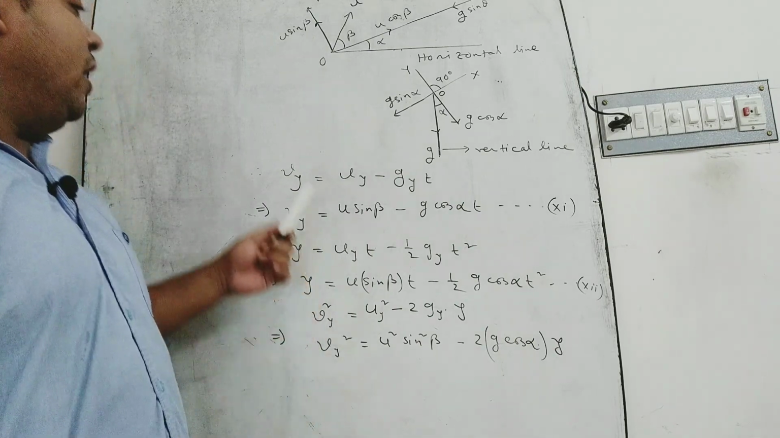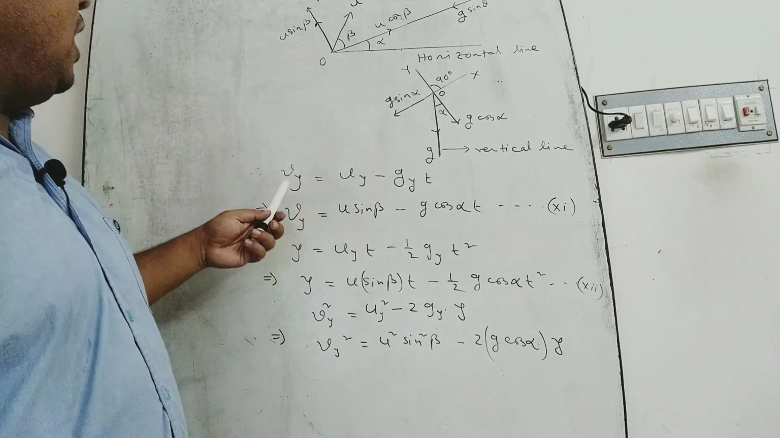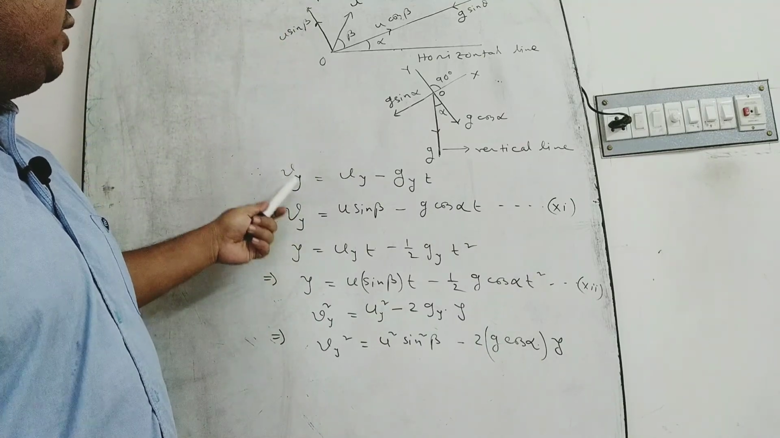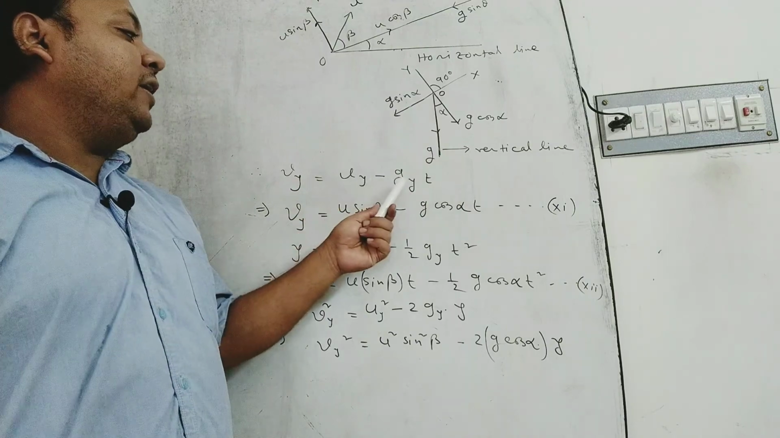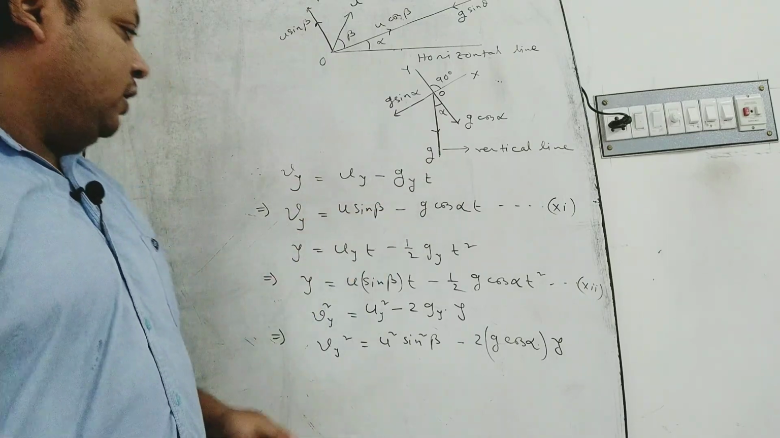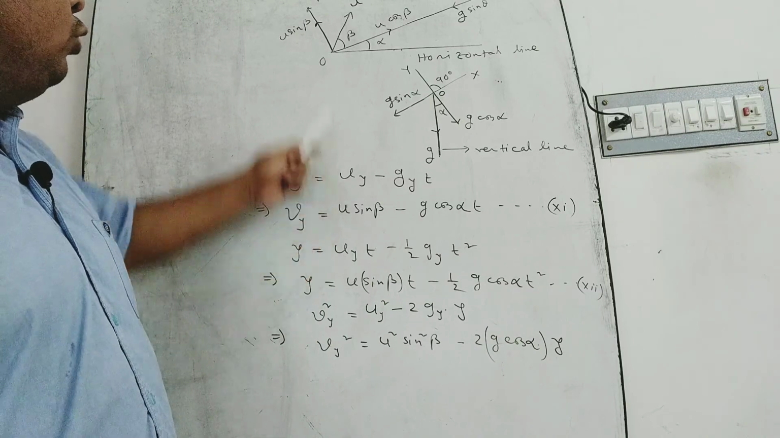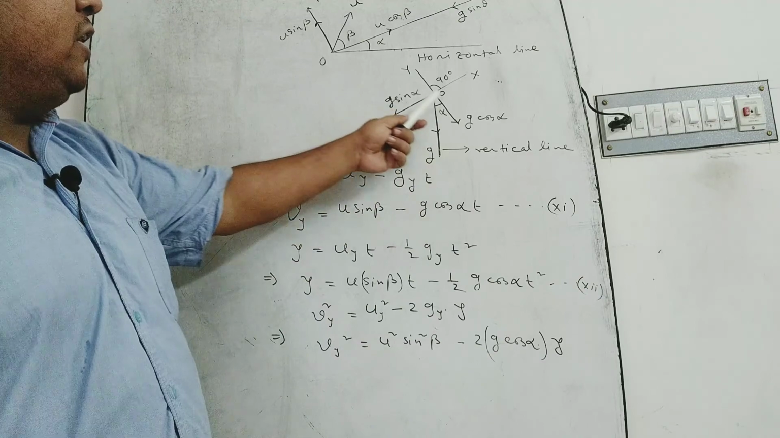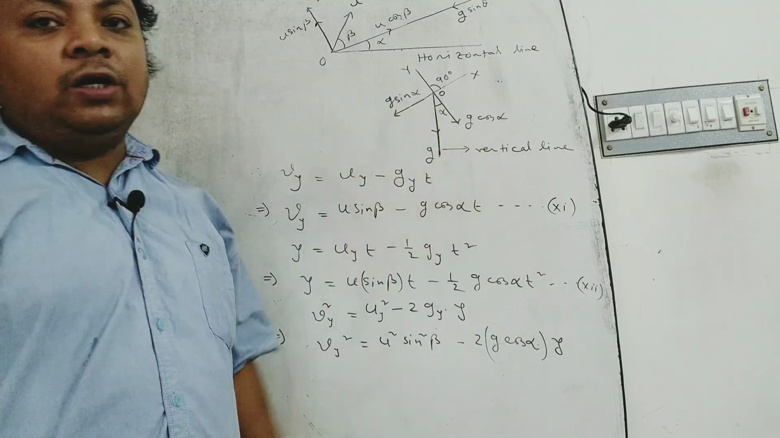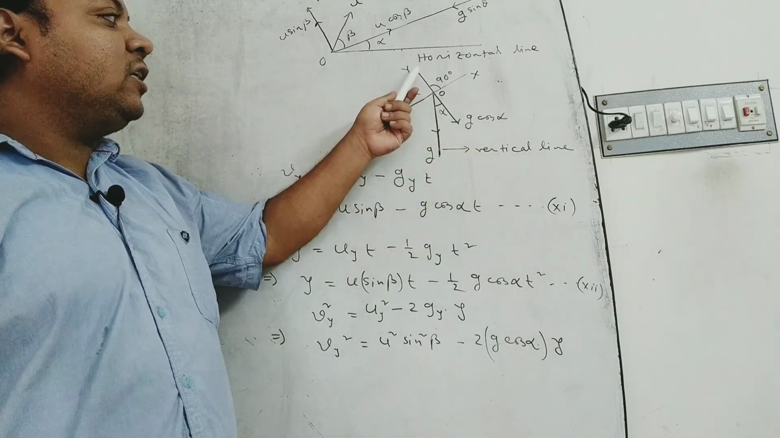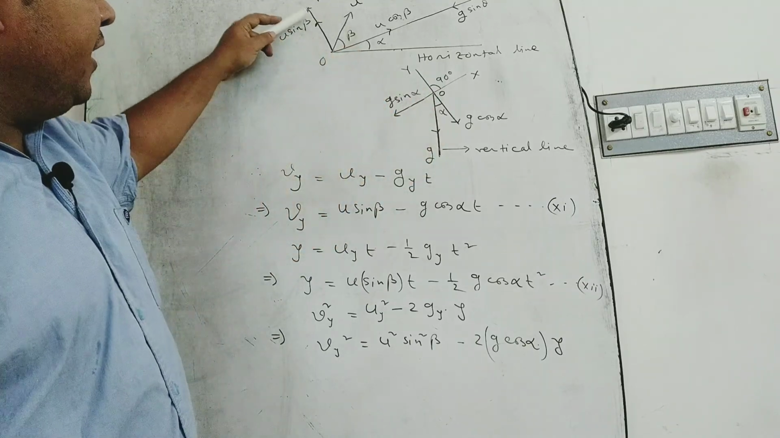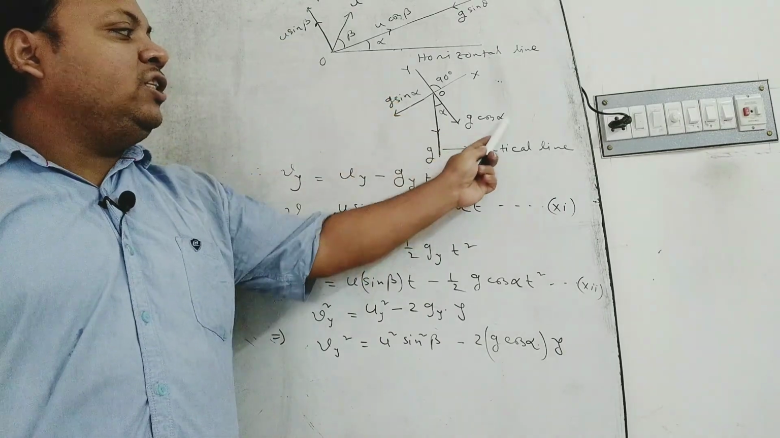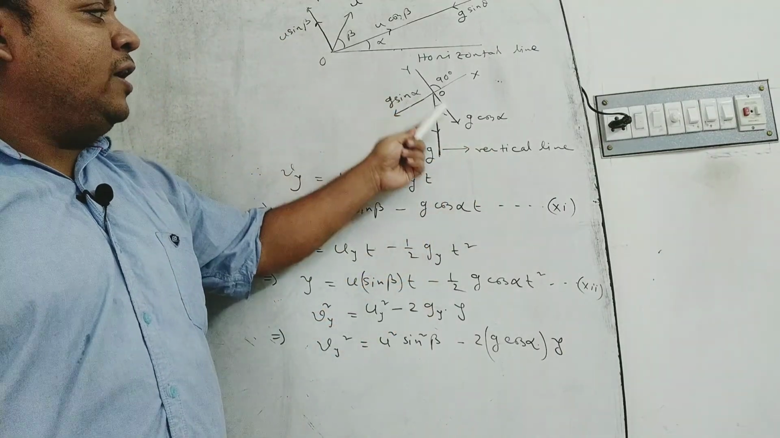Therefore, the velocity of the particle along the OY axis after time t, that is Vy, is equal to Uy minus Gy into t. This gives Vy is equal to u sin beta minus g cos alpha into t. Here g cos alpha, the component of the acceleration due to gravity, acts against the u sin beta, that is, the direction of g cos alpha is along the negative OY axis.